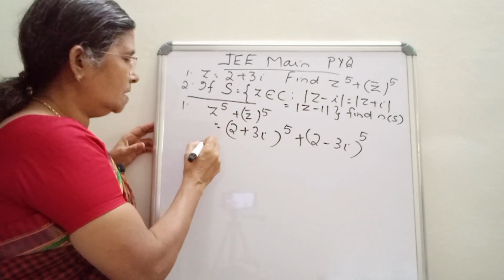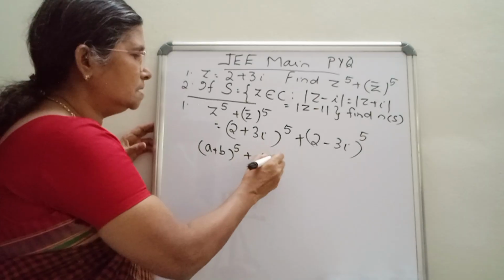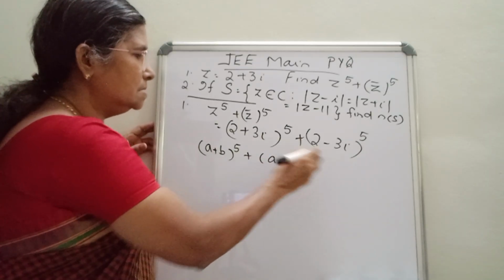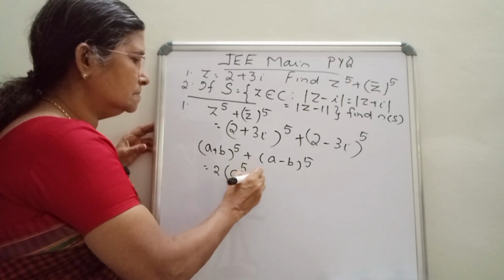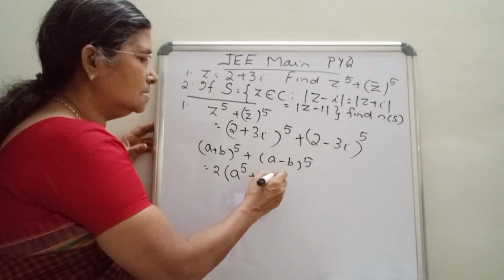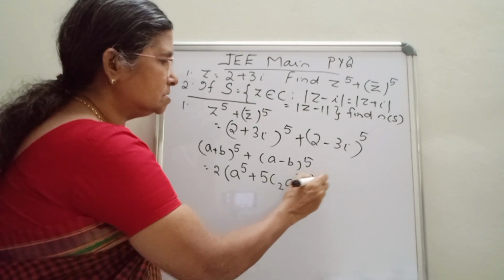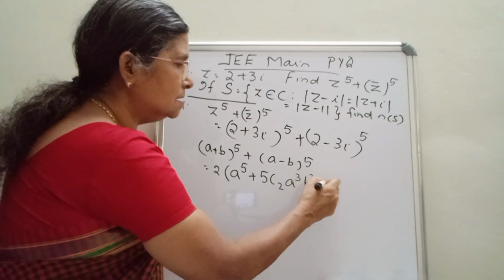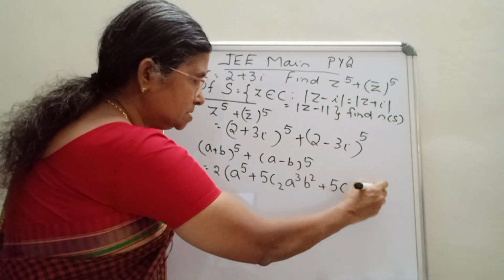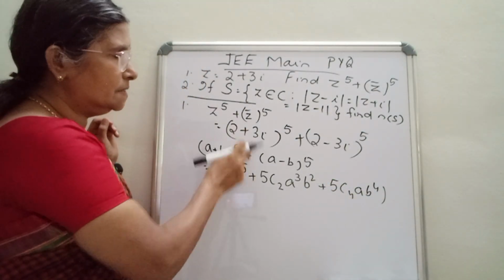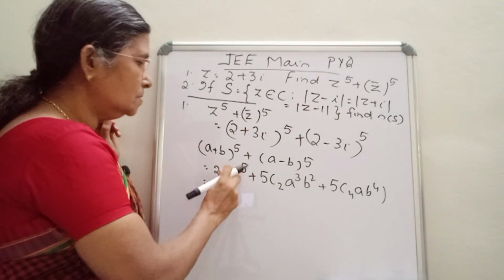Using the binomial theorem, a plus b the whole raised to 5 plus a minus b the whole raised to 5. So it is a raised to 5, next term cancels, 5c2 a raised to 3 b raised to 2, next term cancels, 5c4 a b raised to 4. Using this result we can find this is equal to 2 into a raised to 5.